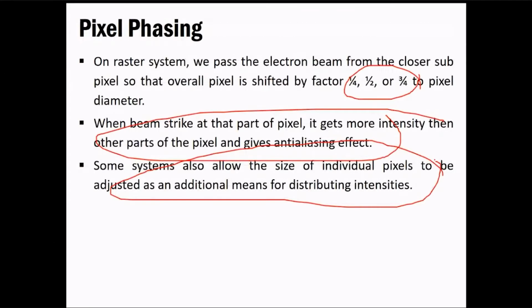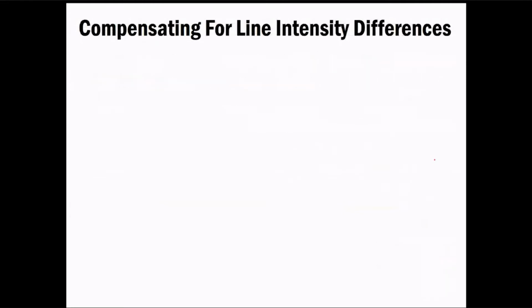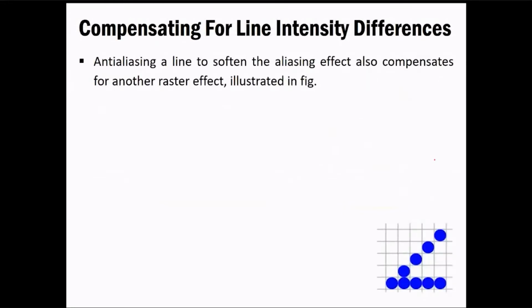Okay, so now we have one more thing that you have to keep in mind, that is compensating for line intensity differences. Okay, now what is this line difference? So we have one more thing, that is anti-aliasing a line to soften the aliasing effect, also compensate for another raster effect. Okay, so now as it is given over here.